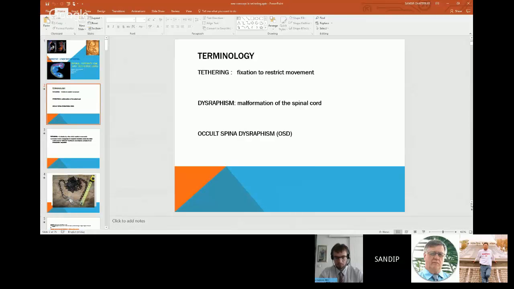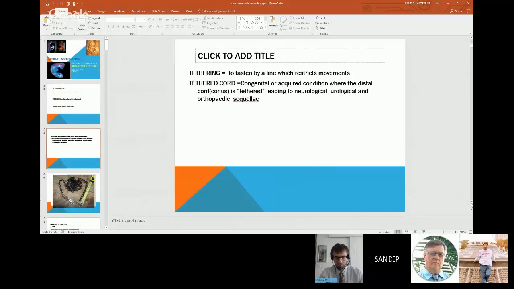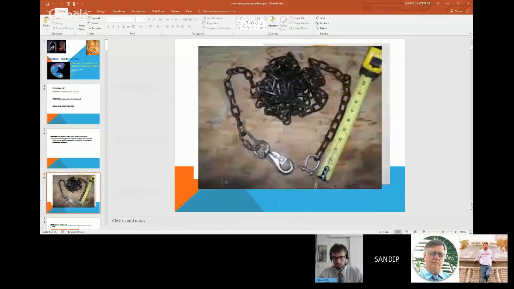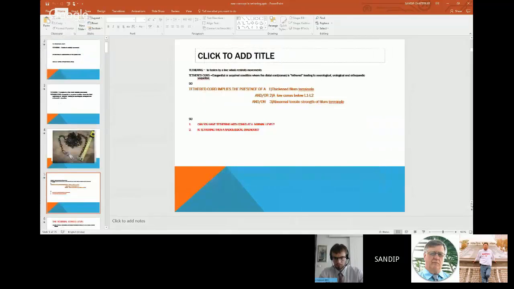Okay, great. So just to recap what we said about the terminology, dysraphism refers to malformation of the spinal cord, whereas tethering is a fixation that restricts movements. This tethered cord, therefore, is a congenital or acquired condition where the distal conus is tethered, leading to various neurological, urological, and orthopedic manifestations. And that's the sort of equipment that you use for tethering.